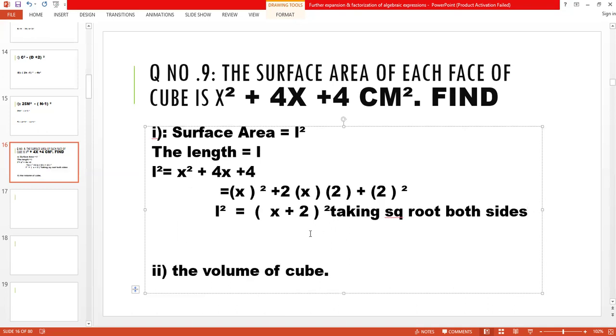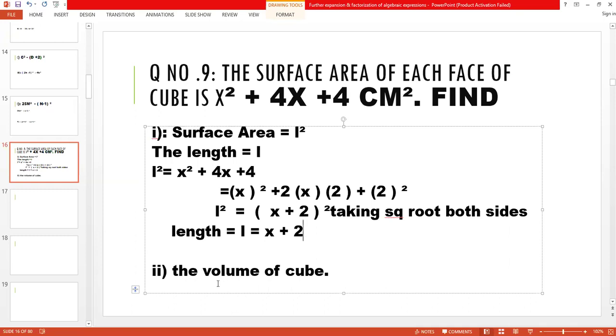So after taking square root on both sides, what do you have to get? You have to get its length. So length L is equal to the square root of (x plus 2) whole square, so it is equal to just x plus 2. That is its length. Is it clear? What is its length? x plus 2. And what is its surface area? x square plus 4x plus 4.